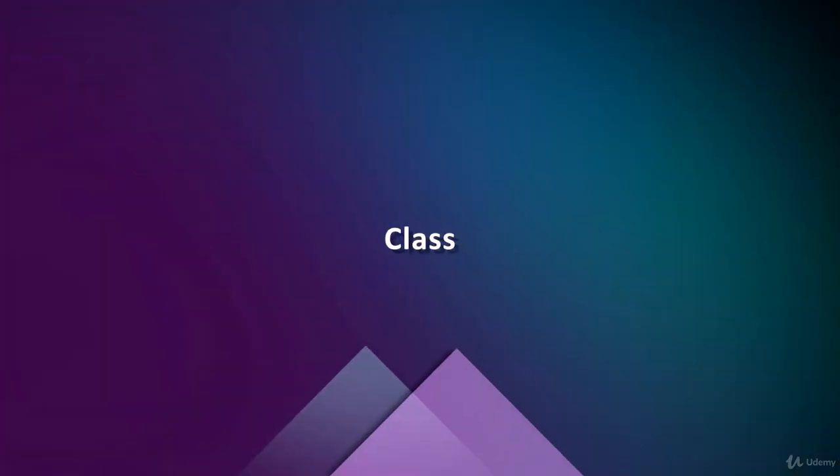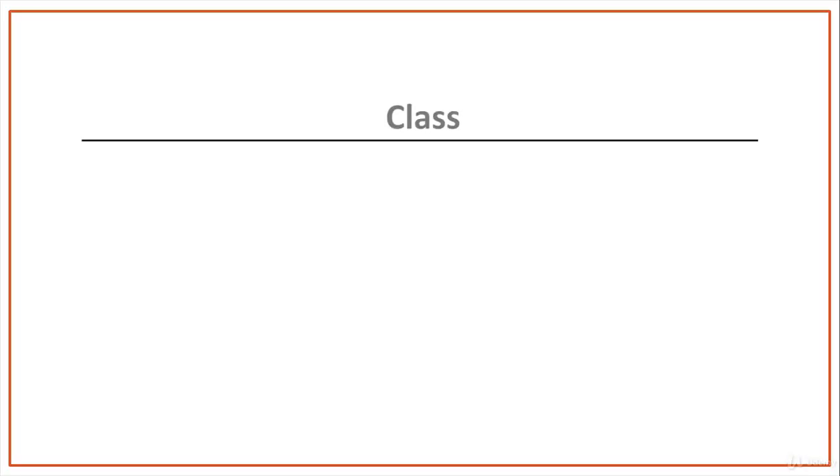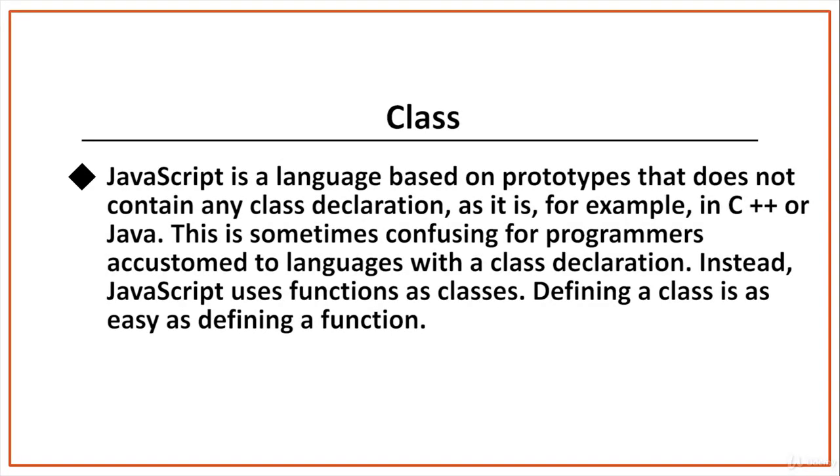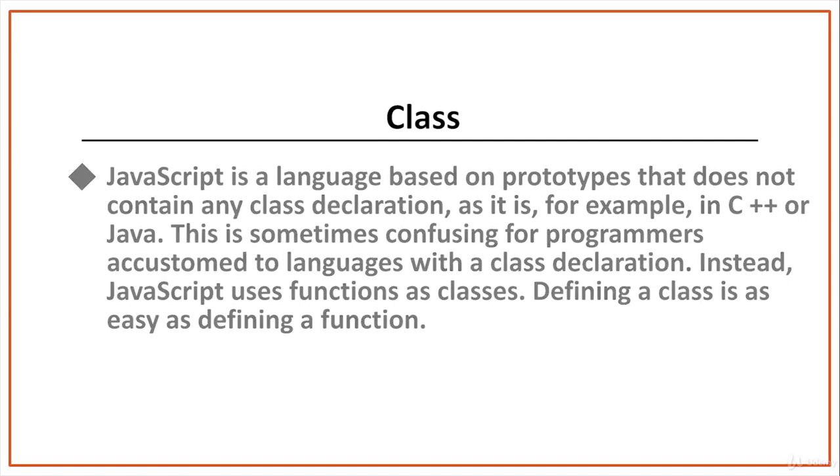Now for the class. JavaScript is a language based on prototypes that doesn't contain any class declaration, as it is, for example, in C++ or Java. This is sometimes confusing for programmers accustomed to languages with a class declaration. Instead, JavaScript uses functions as classes. Defining a class is as easy as defining a function.